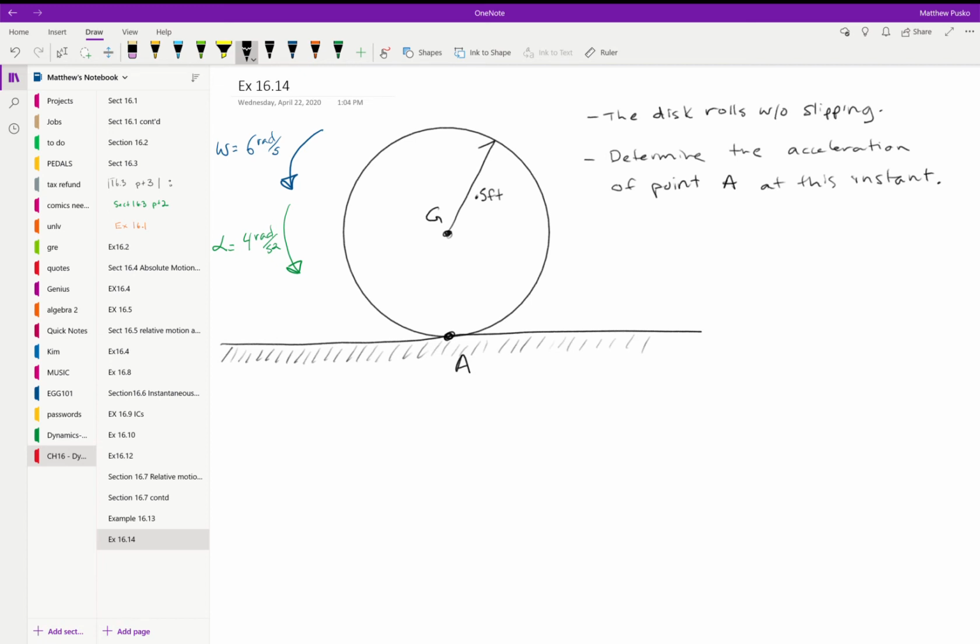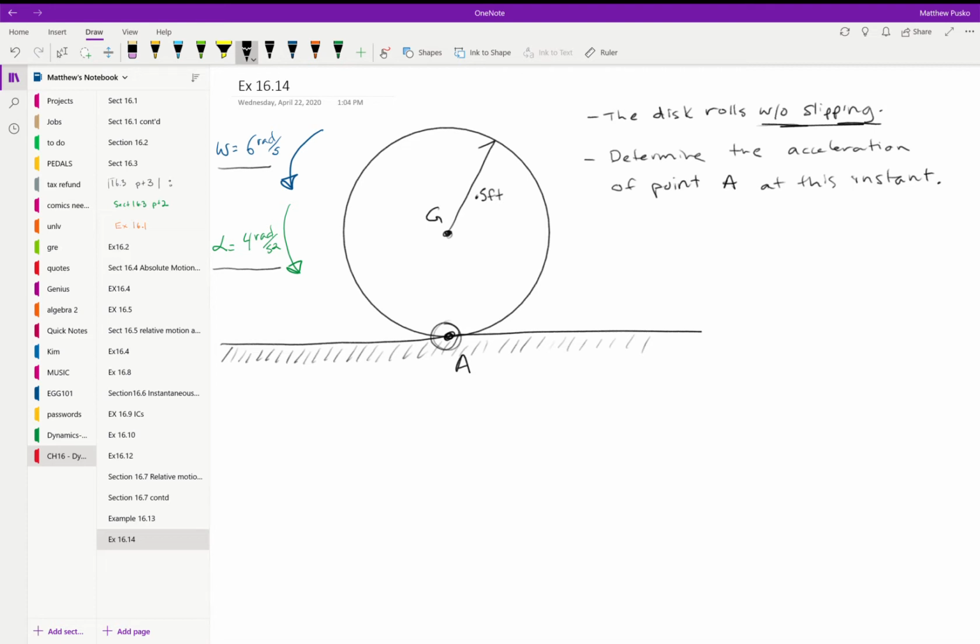Hey y'all, gonna do example 16.14 in the book. We have a disk that rolls without slipping, and it wants us to find the acceleration of point A, the contact point on the ground. They give us its omega, or angular velocity, 6 radians per second, and its angular acceleration of 4 radians per second squared. Why would this point have an acceleration?